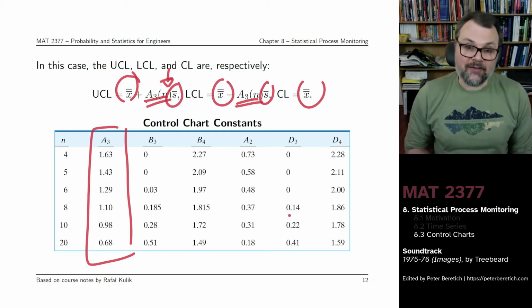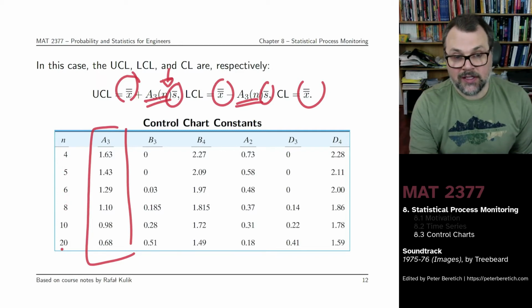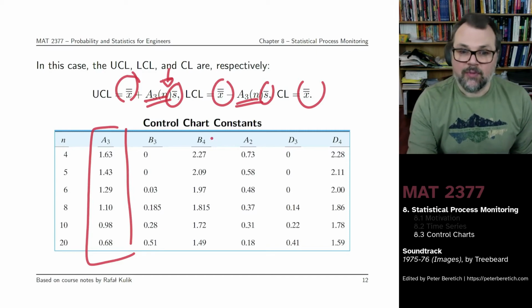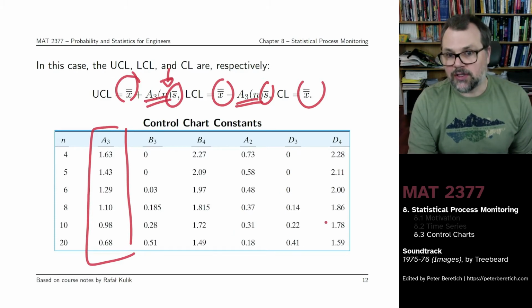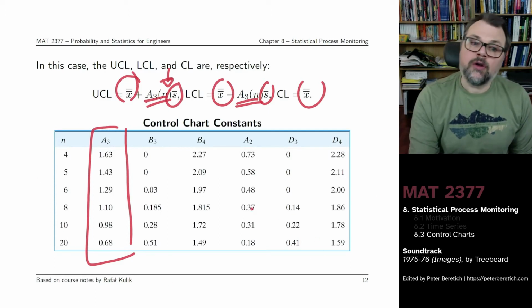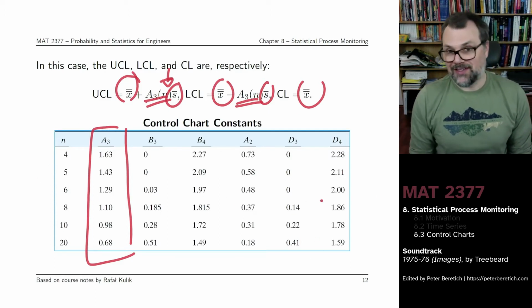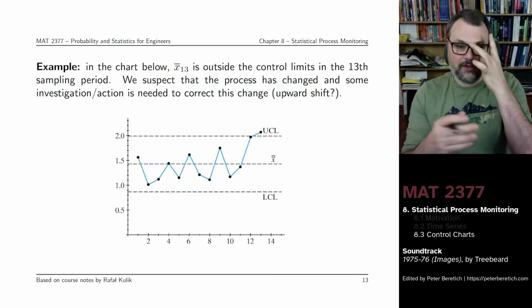Now you might not have all of the exact values. Here we have for 4, 5, 6, then it jumps to 8, 10, 20. You could do some interpolation here. You're noticing that there's a pattern of decreasing values. And here you have increasing values for B3, which we'll talk about in a second. B4 is decreasing, A2 is decreasing, D3 is slowly increasing, D4 is decreasing. Whatever it is that you need these things for, consider interpolating the missing values if you don't have the right value for the n.